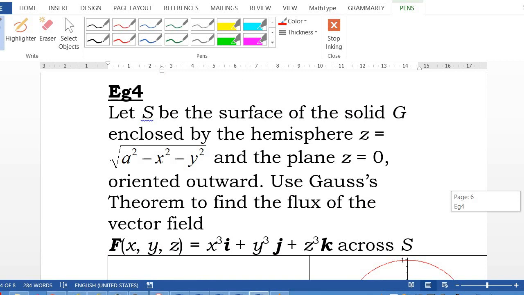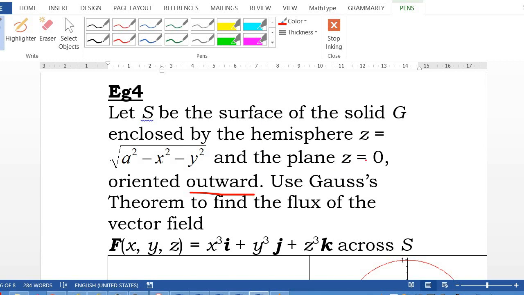The fourth example. Let S be the surface of the solid G enclosed by the hemisphere z equals square root of a squared minus x squared minus y squared, and the plane z equal to 0. Hemisphere. In the first example you have a sphere. Now the fourth example is a hemisphere.